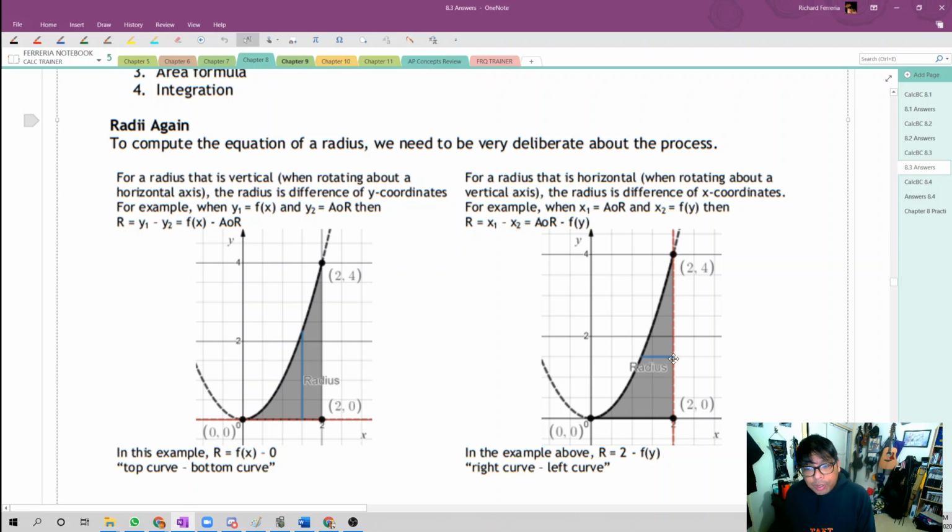In the case where the curve actually has a higher value, either below or above. If the axis of rotation is above the curve, then you would get the axis of rotation minus the function. But it's always the difference between a function and the axis of rotation.